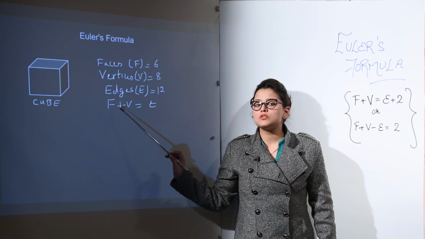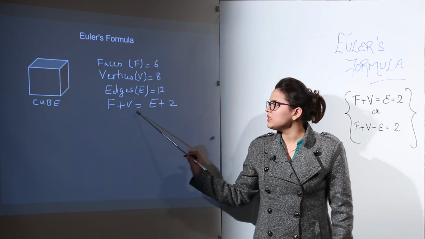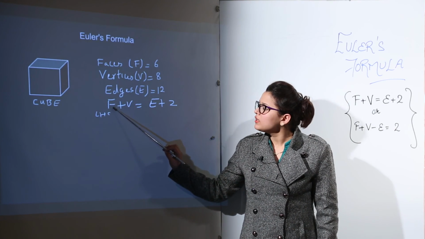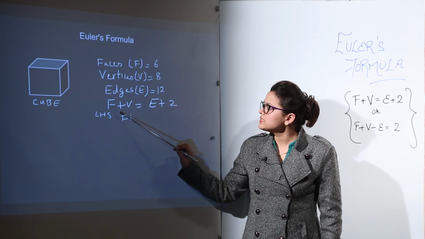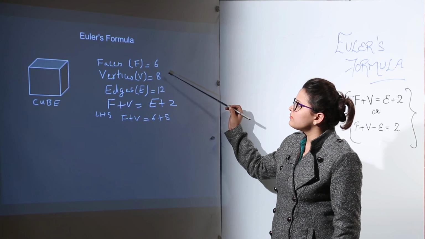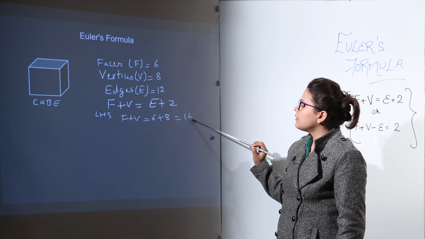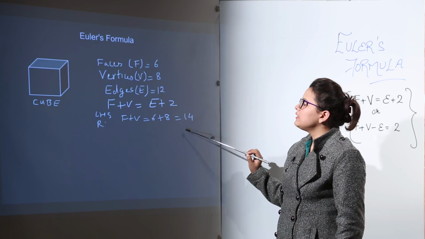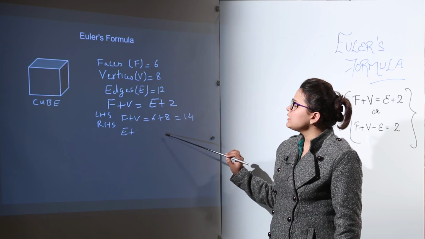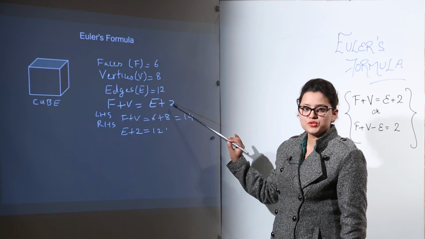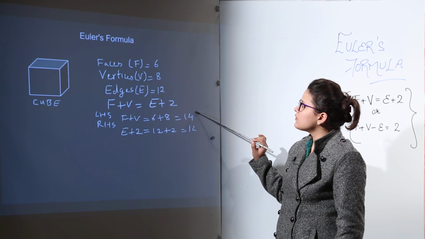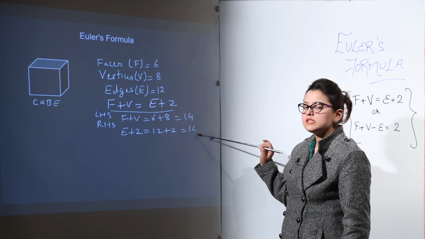Now what you are going to do is you are going to check whether F plus V, the left hand side, is coming equal to right hand side or not. Let us check. For left hand side we take F plus V, that is the number of faces plus number of vertices. So if we do the number of faces plus number of vertices, we get 14, right? And if you do the right hand side calculation, you would get E plus 2, which will be equal to the number of edges plus 2, giving you 14 again. That means this polyhedron is satisfying the Euler's formula, that is 14 is equal to 14.